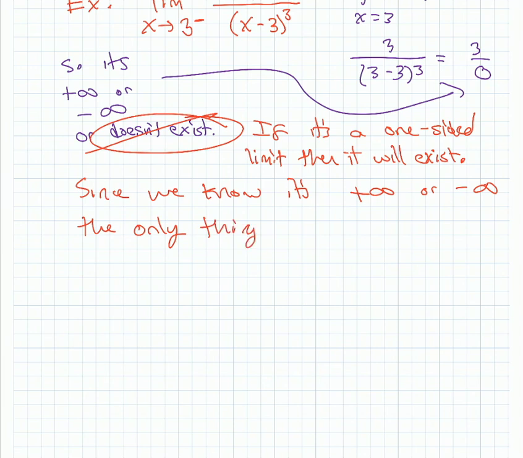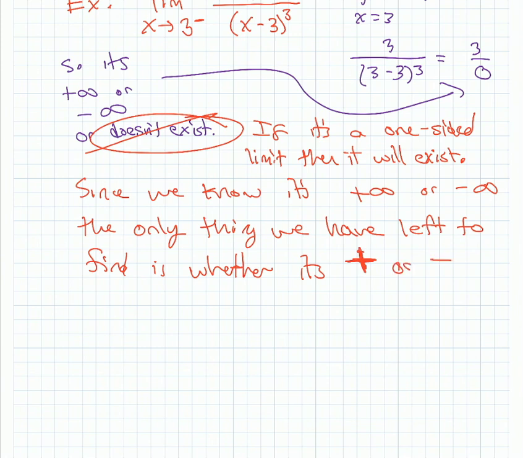The only thing we have left to find is whether it's plus or minus, right? Because it's either plus or minus infinity, we just don't know which. So the easiest way to do it, and this is how I'm going to recommend that you do it, is just pick a number. X is approaching 3 from the left. So just pick a number close to 3 on the left, and we're going to plug that number into the function and just see if it's positive or negative. That's all we need to do.